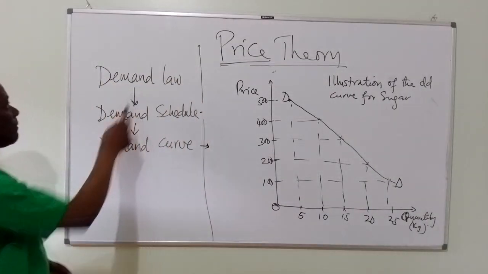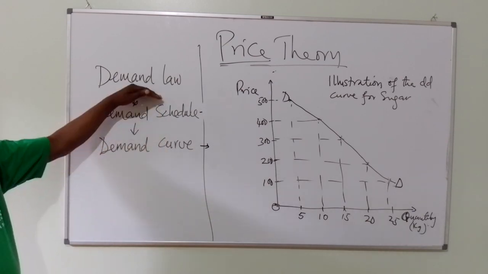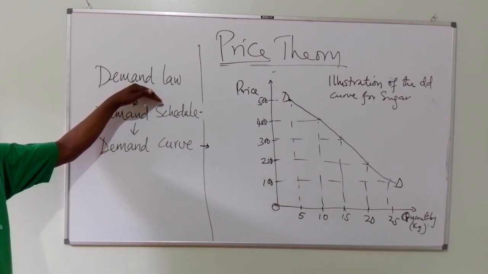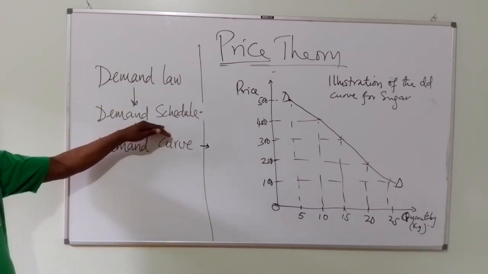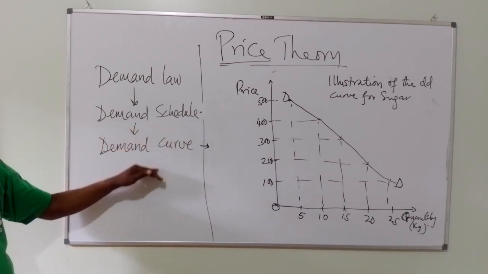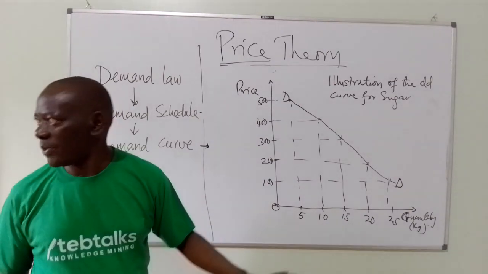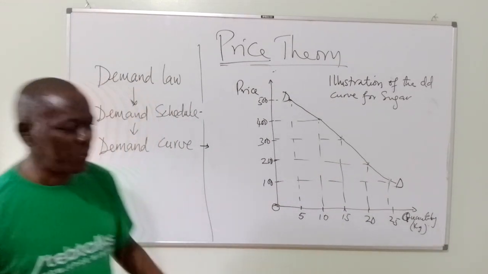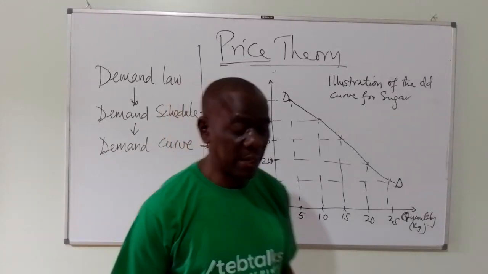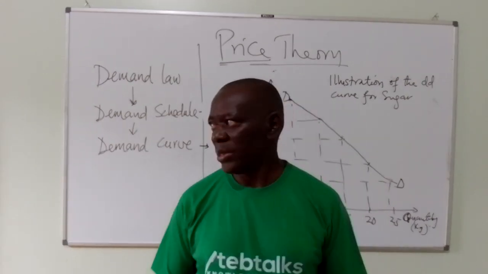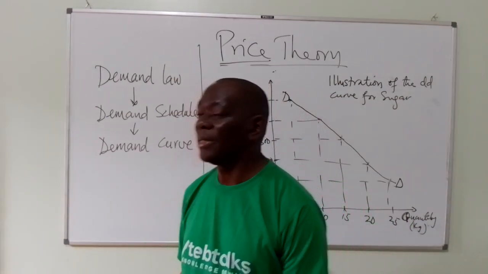So when you look at this, the demand law, the demand schedule, and the demand curve. Demand law, we have stated, is the law put in words. Demand schedule is the demand law expressed in figures, and a demand curve is a demand law expressed in a diagram with a curve. So those who are happy with diagrams, that's what they will see. Those who feel figures are better, they will have the schedule, the tabular presentation of the demand law. So that's what we have with the demand.